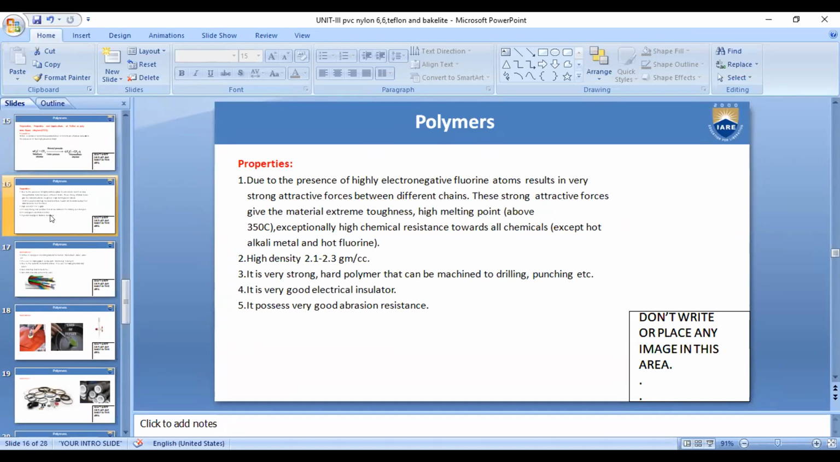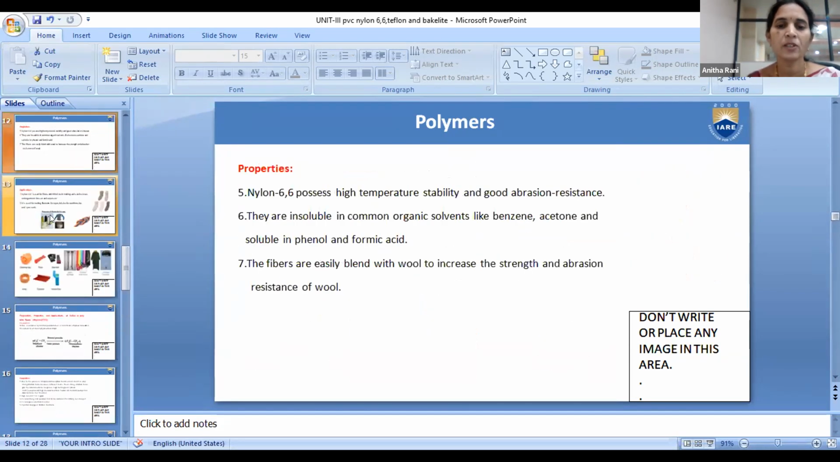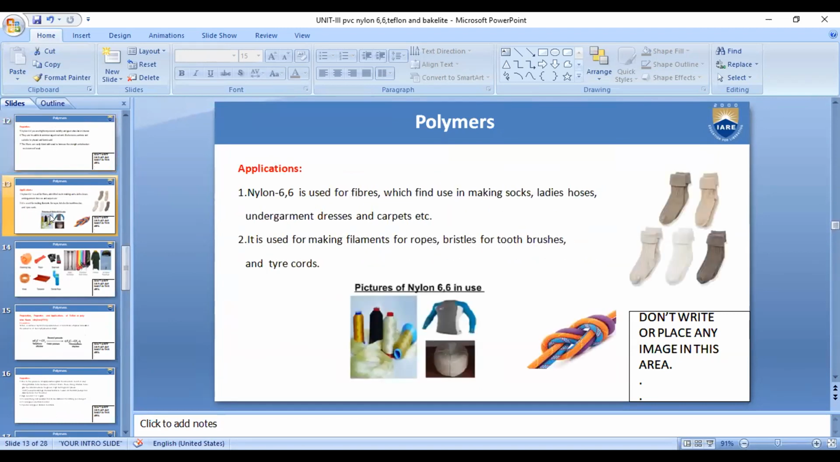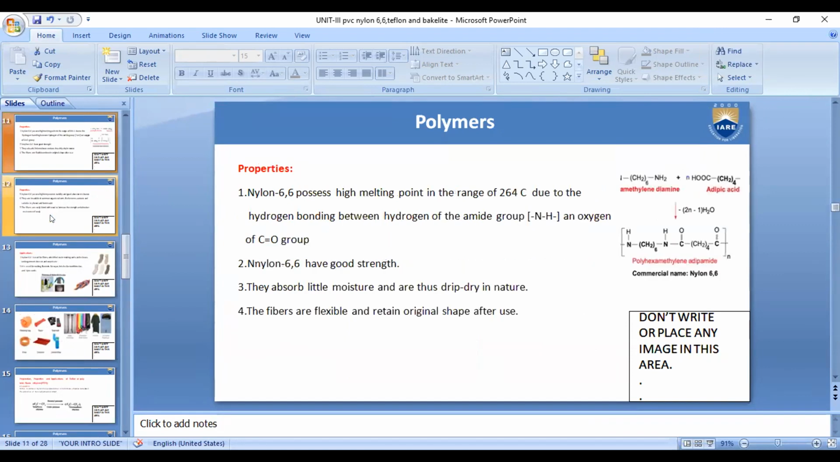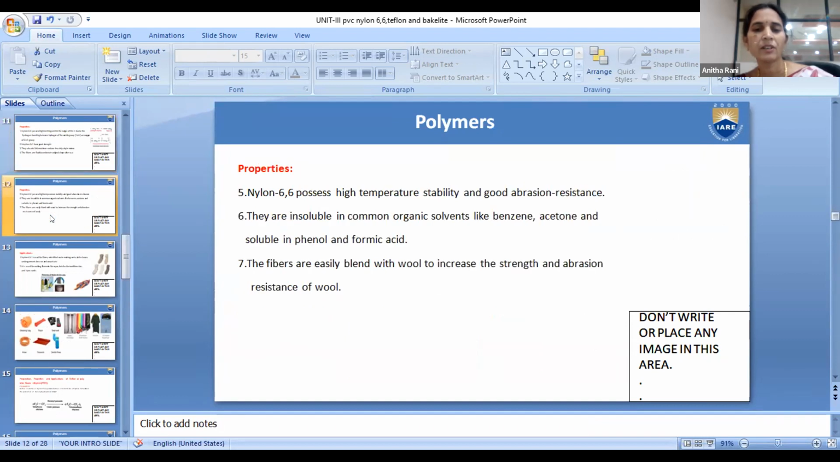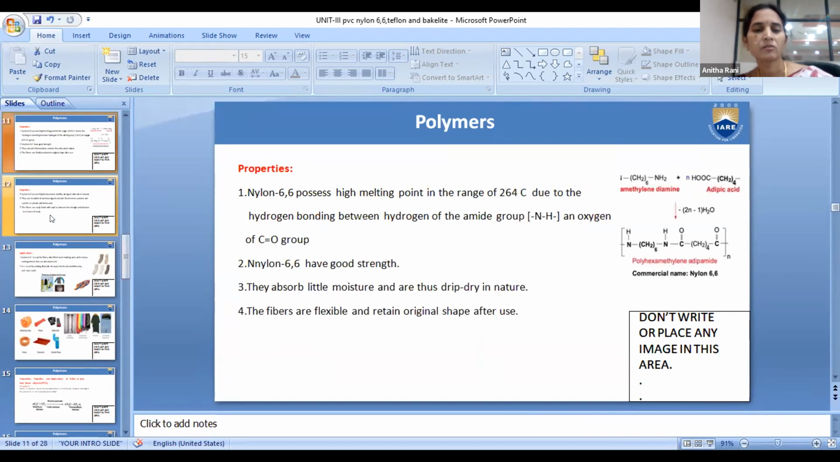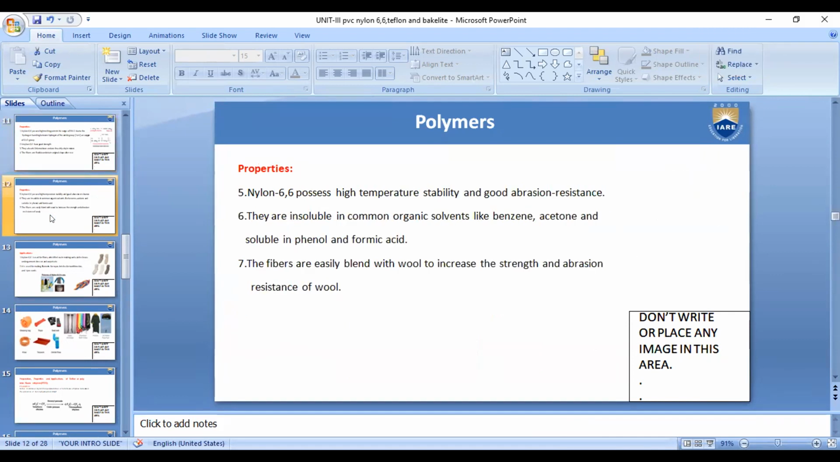Nylon 66, does it have good electrical insulating property? No. See the properties and tell me. Did I give any insulating property here? No. Okay.